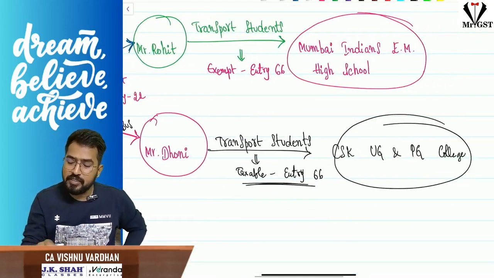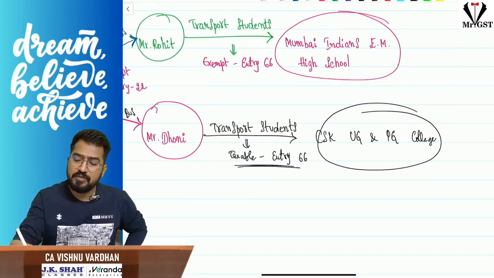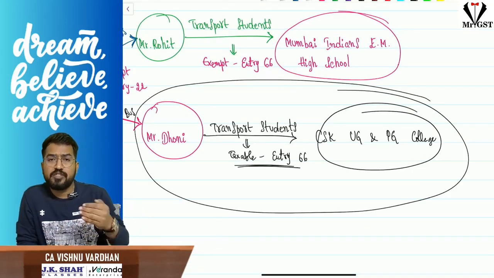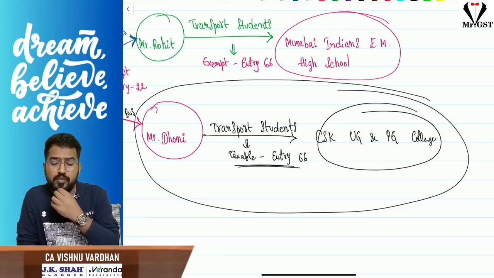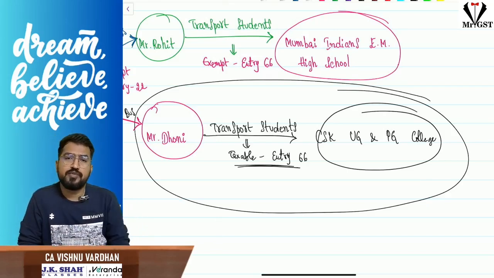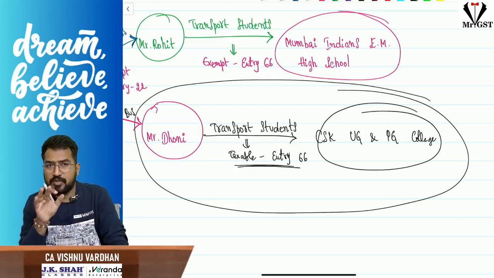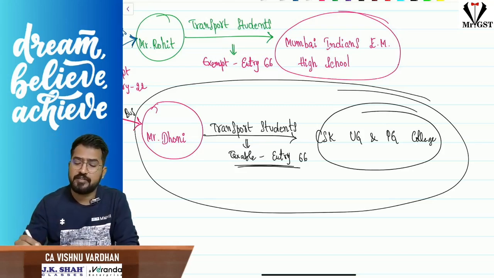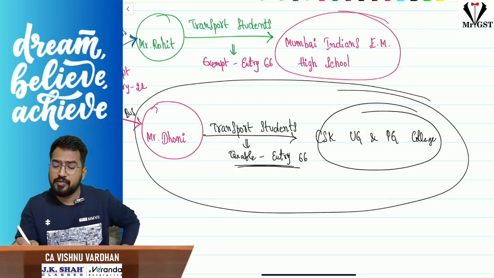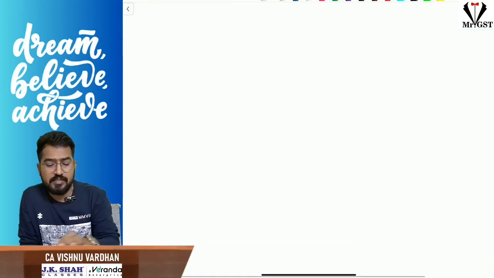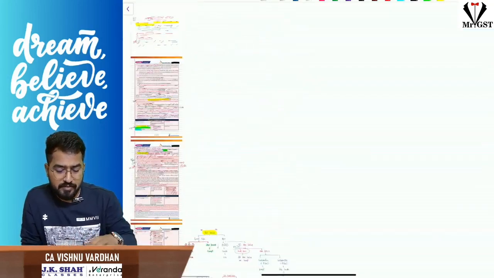But if you see, CSK UG College and PG College is taking the services of transporting their students. This is not EI1, so this is EI2. For EI2, this transportation of students exemption is not available, so it is taxable. So they are buying transportation services. So Dhoni is providing transporting the students of CSK UG and PG College students. So that service is taxable under entry 66. If you remember, in educational services, we have discussed that.